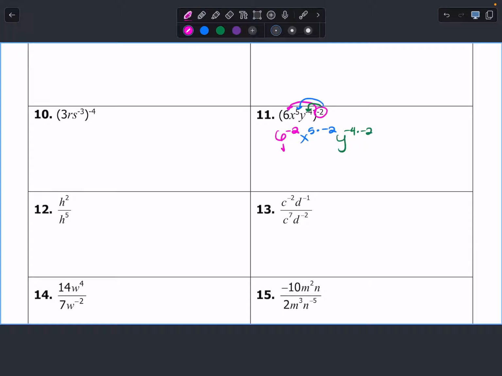So my 6 to the -2nd power becomes 1 over 36 because that is 6 squared. I'm multiplying by x to the -10th power and y to the +8 because my -4 and my -2 make a +8. So my 36 is already in the bottom, but my x to the -10th needs to go to the bottom. So I'm left with my y to the 8th on the top, my 36 on the bottom, and my x to the 10th goes to the bottom.